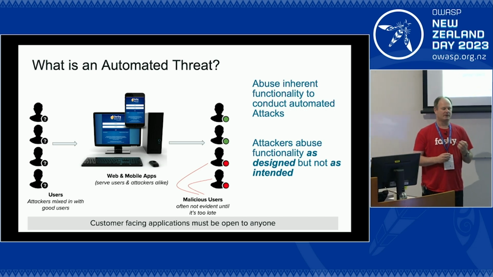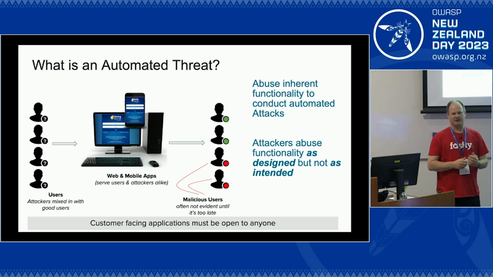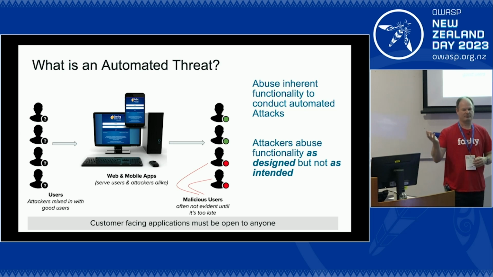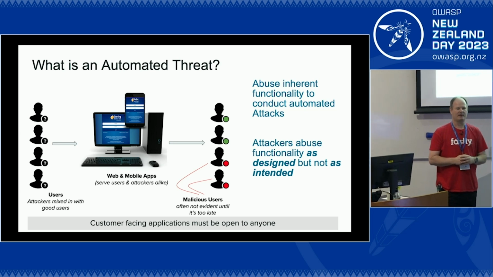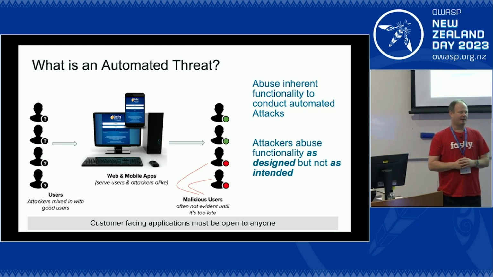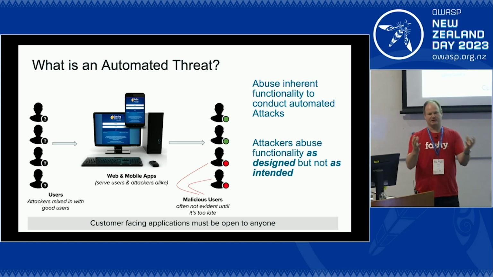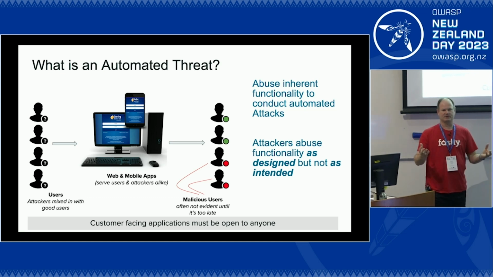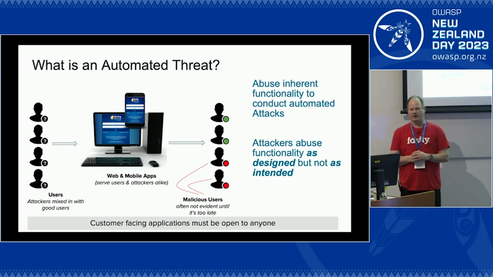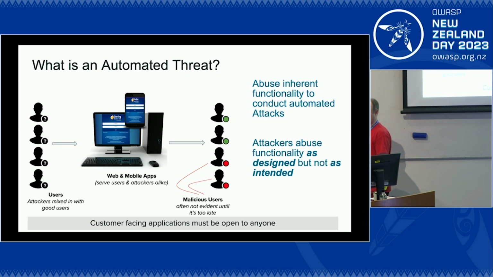So core functionality that you have to expose to make the website useful. Think of an e-commerce site. Think of any finance site. Think of any sort of site that has a user login. That's a minimum thing that you need to present to staff, customers, various different people to log into. And these are targeted by automated threats.